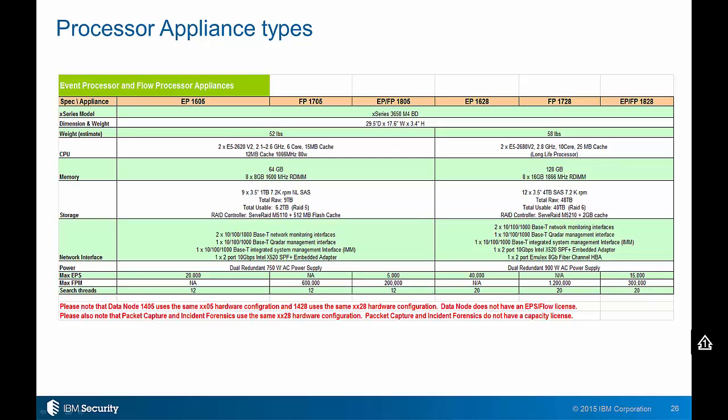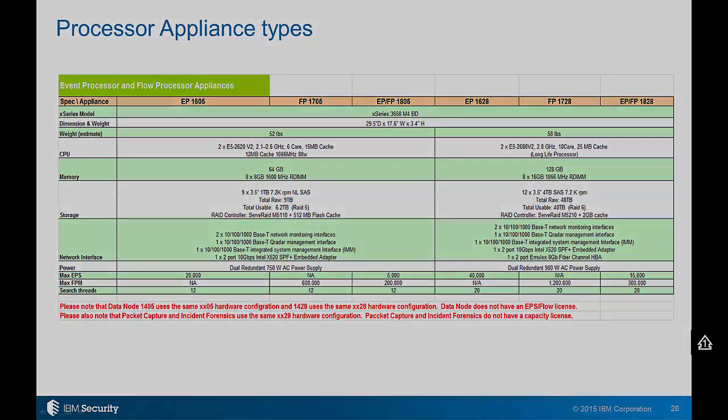Data nodes such as 1405 use the XX05 hardware, and 1428 data nodes use the XX28 hardware configuration. Data nodes do not require EPS or flow licenses. Packet capture and incident forensics appliances use the same XX28 hardware.